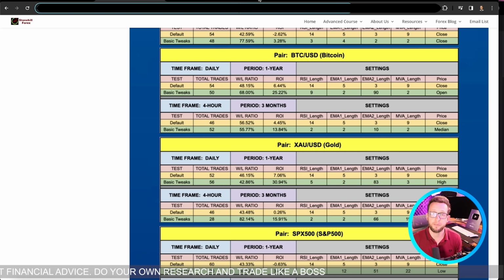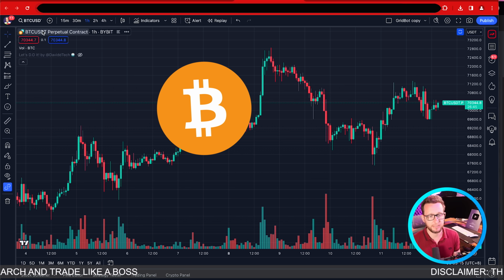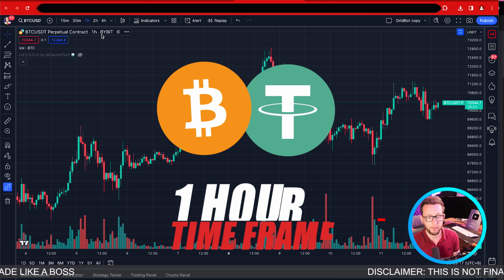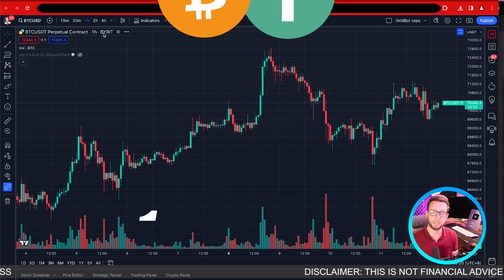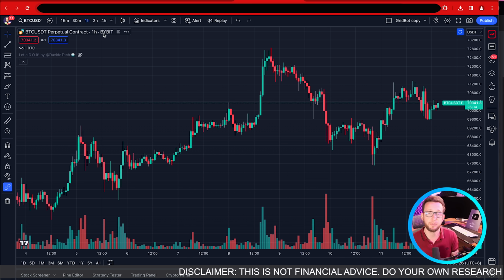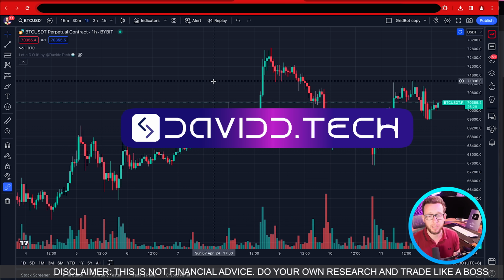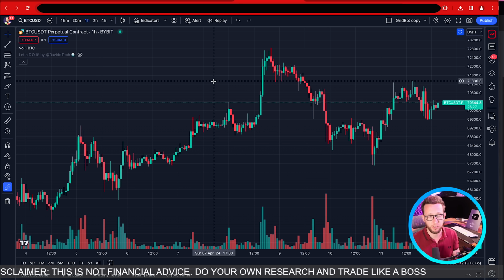Okay, let's get over to TradingView, my preferred platform for backtesting indicators. Boom! Right, here we are. I'm on BTC/USDT on the 1-hour time frame, Bitcoin. I'm continuing to stay on the same time frame for the moment because I'm trying to keep a bit of stability between all of the backtest results I do. If you go over to David Tech's website, you'll be able to see all of the forward testing, which I'll go through in a minute.